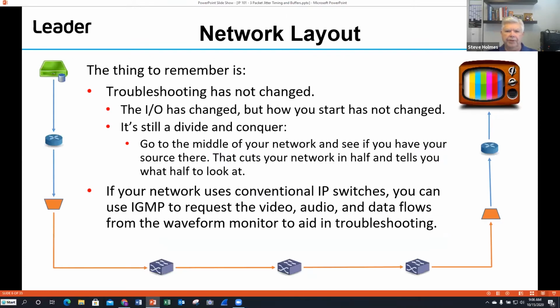The other thing to remember is troubleshooting really has not changed. The I/O has changed, but how you start and what you do is still really the same. It's still a divide and conquer. You've got a network, you need to really know kind of from a block diagram perspective, what your network looks like. You jump into the middle and you look, is it this way or is my problem this way? And that divides your network in half and cuts half of your work down and allows you just to get onto the piece that's actually giving you problems.